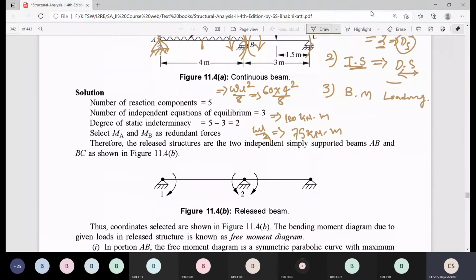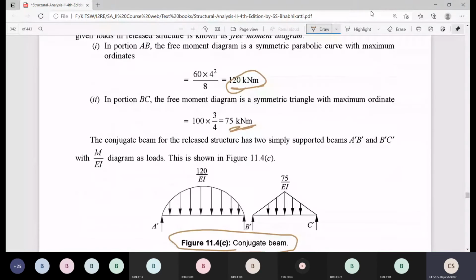The maximum intensity is 120 kilonewton meter. So this is parabolic variation. For point load, the variation is triangular variation. Just divide with EI, so M by EI diagram we need to draw. So this is M divided by EI. This whole structure will now become a conjugate beam.